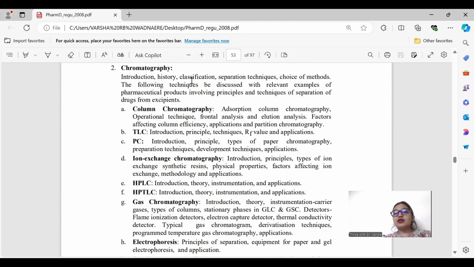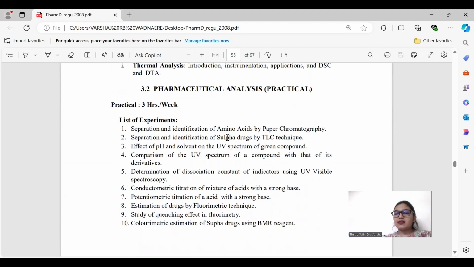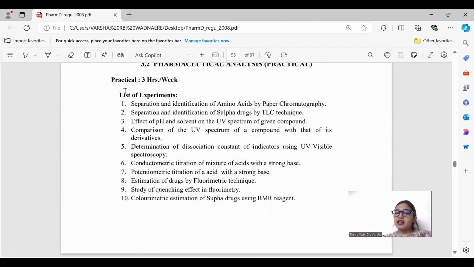Or they can ask you for 5 marks to explain chromatography, give definitions and their types. And they can ask you to explain any one type of chromatography, which will be for 5 marks. In pharmaceutical analysis, you will again have 3 hours of practical per week. Whatever techniques you have studied in your theory lectures, the same type of topics will be there in your practicals as well.